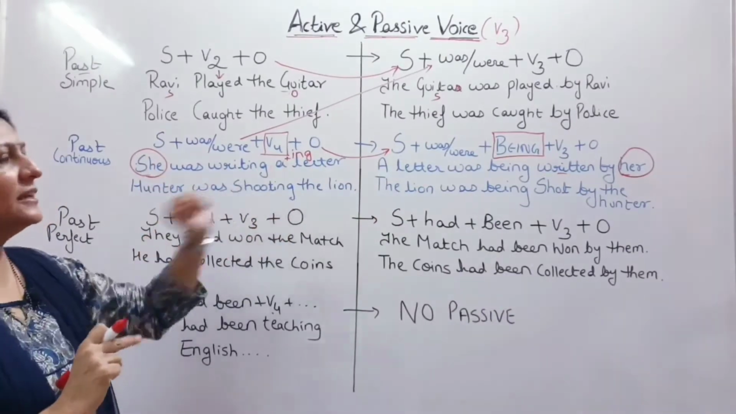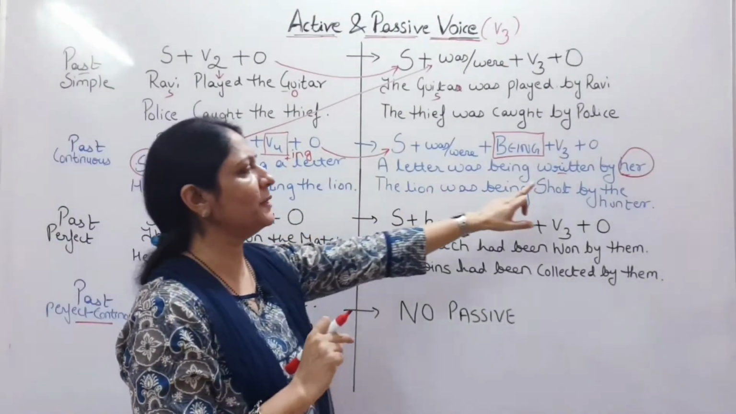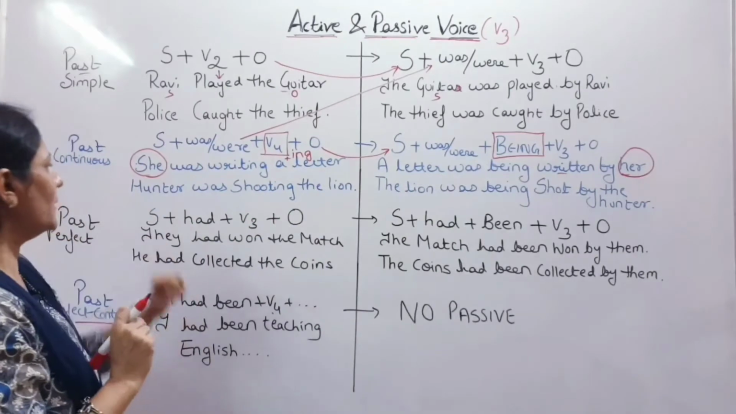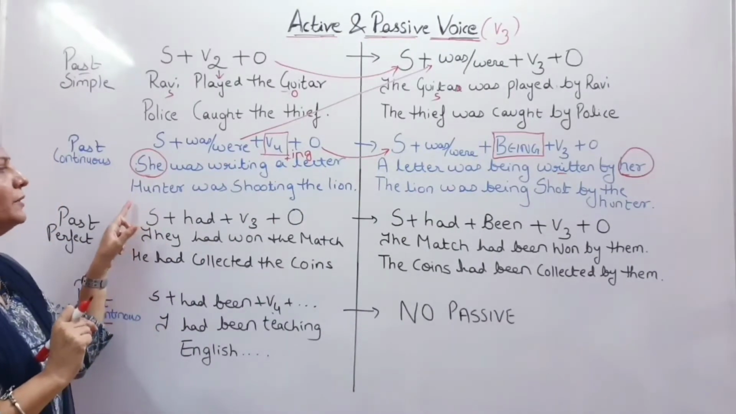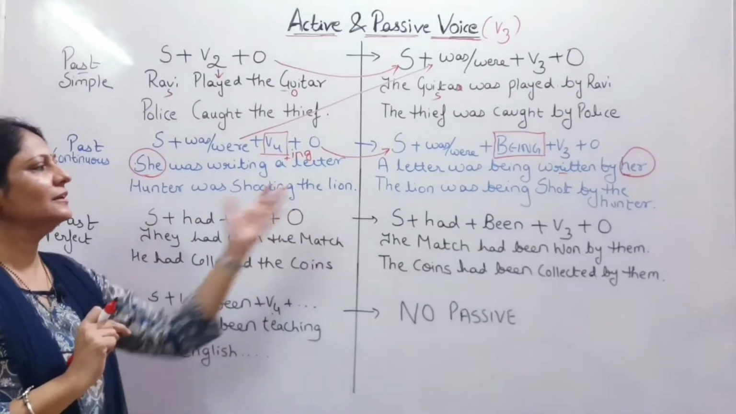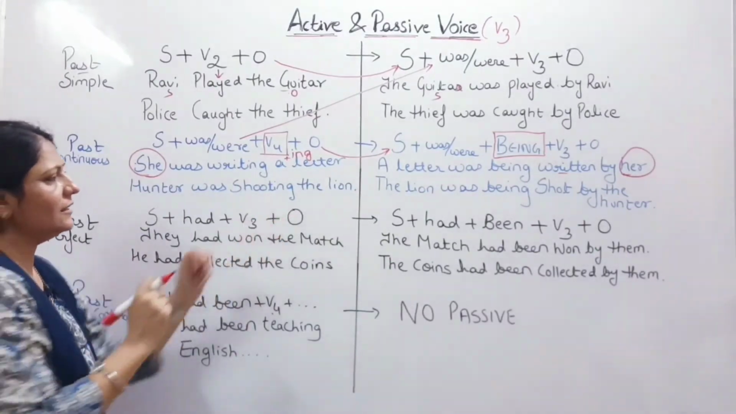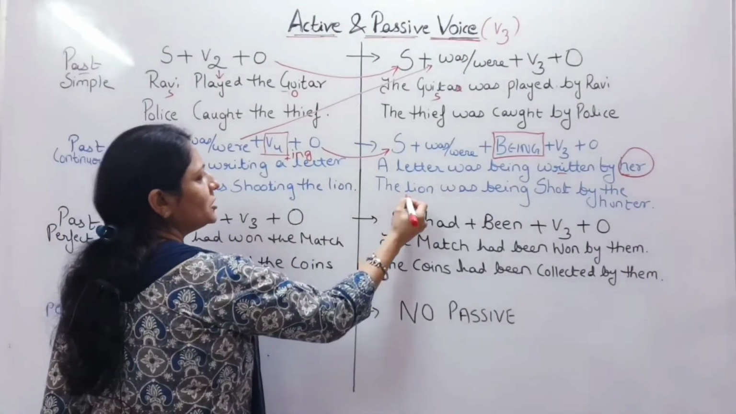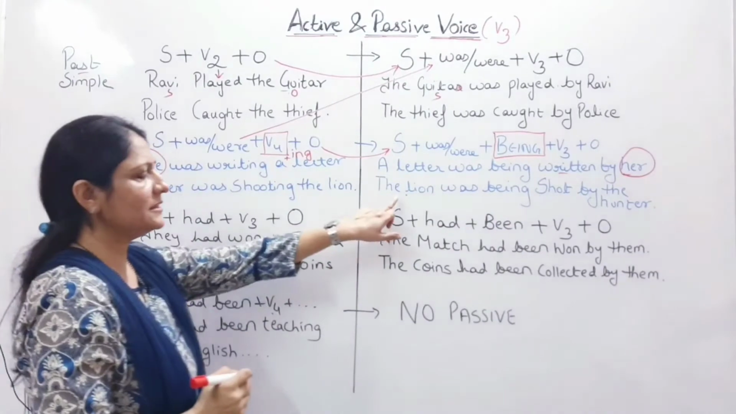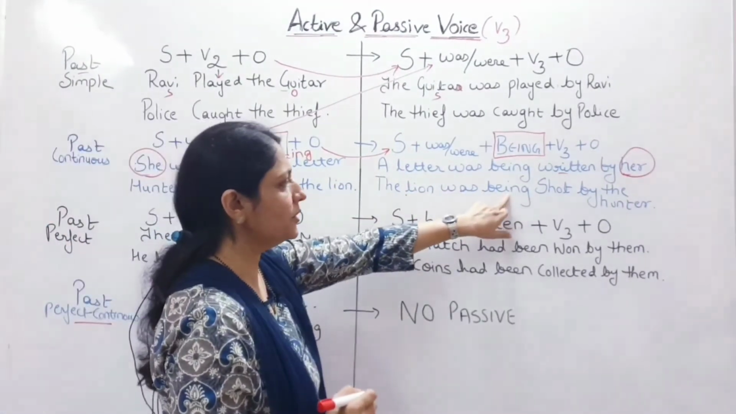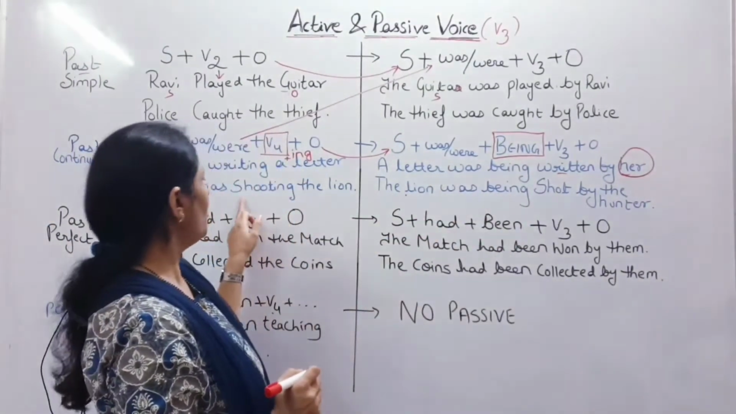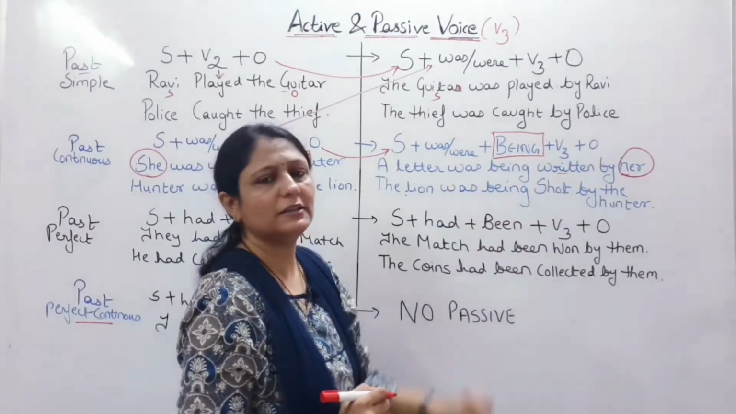She was writing a letter becomes a letter was being written by her. Okay. Now let's take another example. Hunter was shooting the lion. Again it's very easy. The lion, which is the object here, becomes the subject here. Since it is singular, was, the word being is added. The V3 form of shooting becomes shot by the hunter.